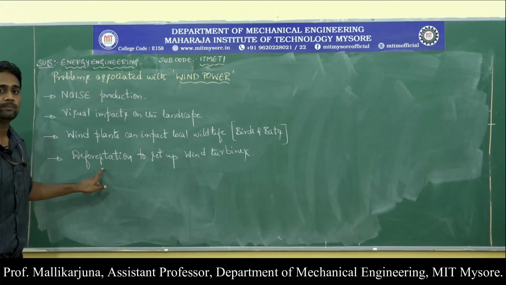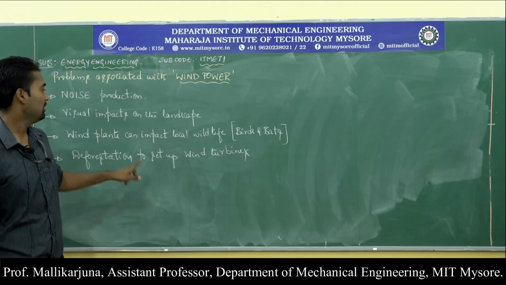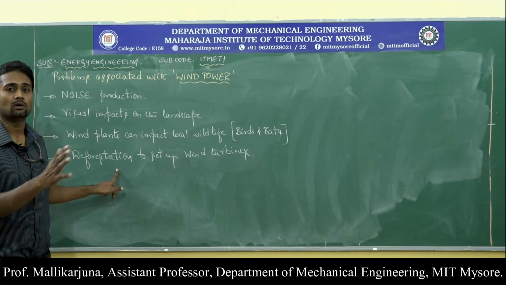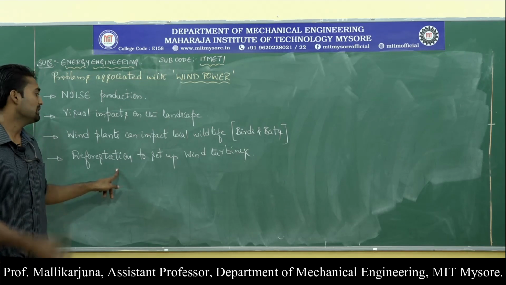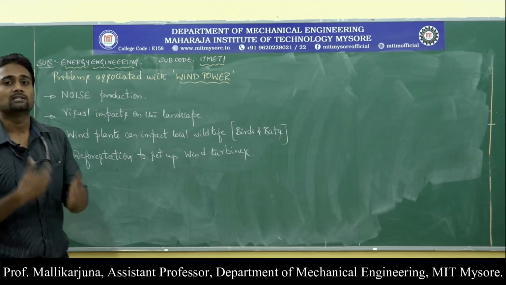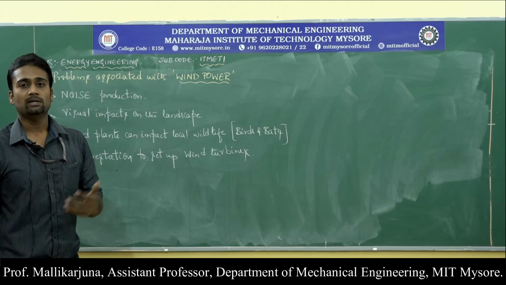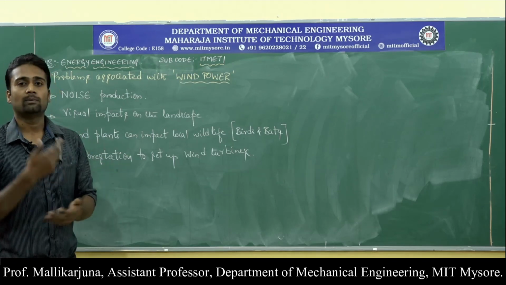And the last one is, in order to mount the wind turbines, we need to survey. Most of the surveys say forest areas are the better areas to mount the wind turbines. So deforestation has become a major issue in extracting the power from the wind. So these are the few problems that need to be looked at while extracting the power from the wind.